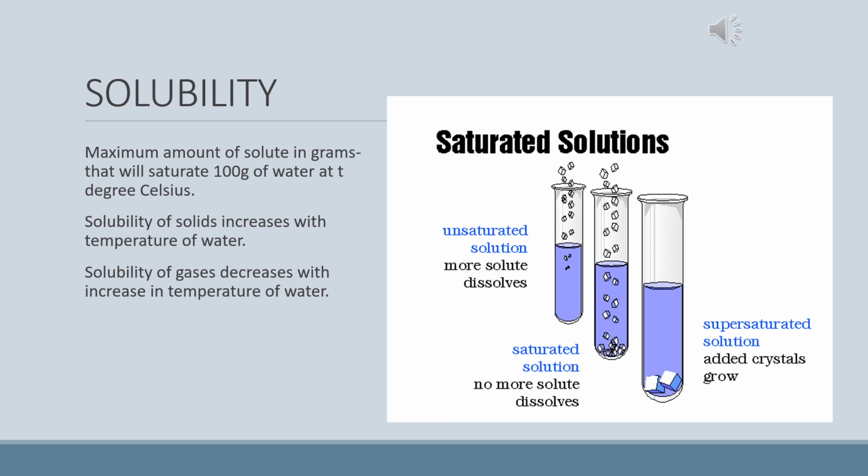Suppose I dissolve 50 grams of solute in 100 grams of water at 25 degrees Celsius. I will be able to dissolve more solute in 100 grams of water at 100 degrees Celsius, because the solubility of solids increases with the temperature of water. So if I increase the temperature of water, it can dissolve more solute. But the solubility of gases follows the opposite trend. It decreases with the increase in temperature of water. So this is what solubility is.